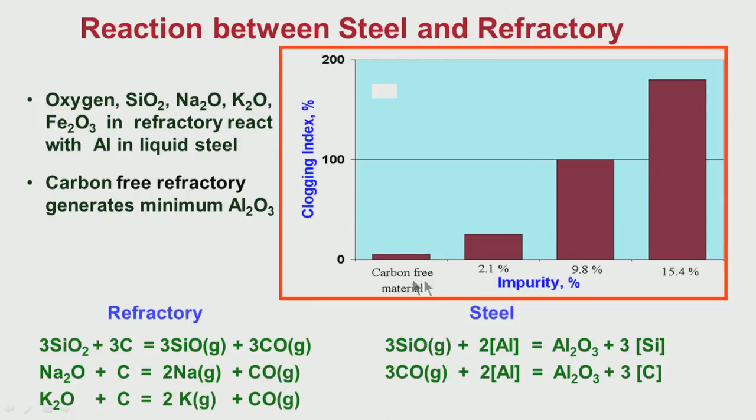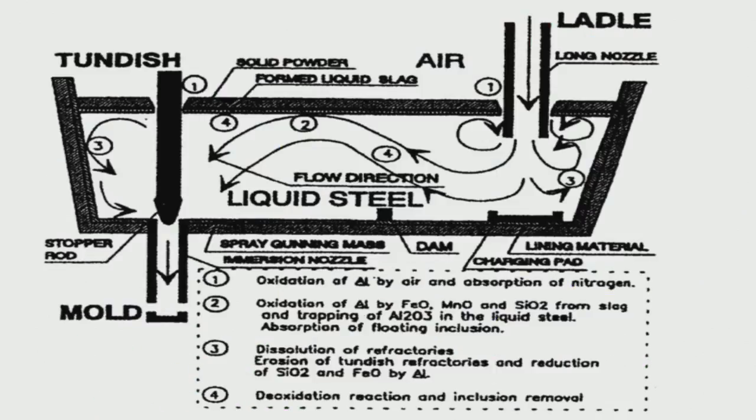If it is a carbon-free material, we use almost nil amount of SiO2, sodium oxide, potassium oxide, iron oxide. You are using mainly magnesia refractory. In the absence of all these elements, the clogging index is very low and it is a good refractory, and there will not be much generation of alumina, which is again a source of problem for cleanliness. So, this is another important issue which you have to remember.